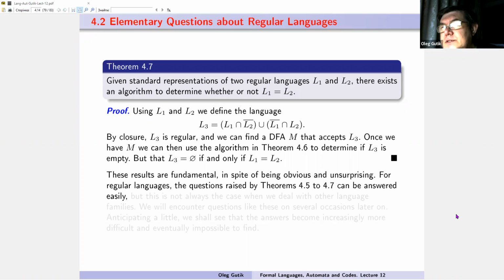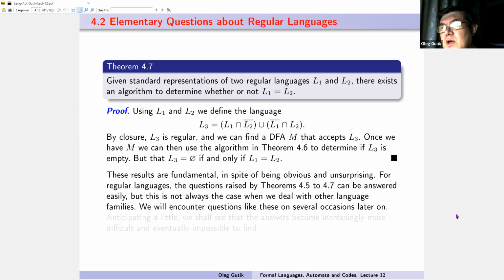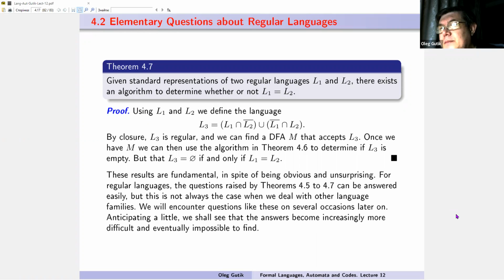For regular languages, the questions raised by Theorems 4.5 to 4.7 can be answered easily, but this is not always the case when we deal with the other language families. We shall encounter questions like these on several occasions later on. Anticipating a little, we shall see that the answers become increasingly more difficult and eventually impossible to find.